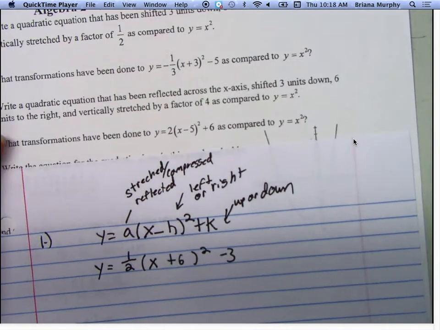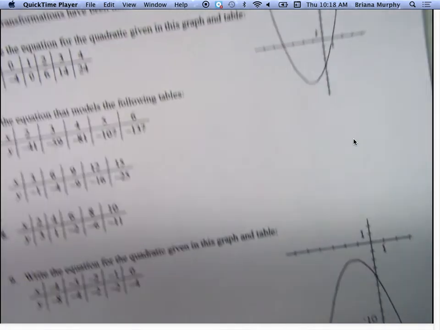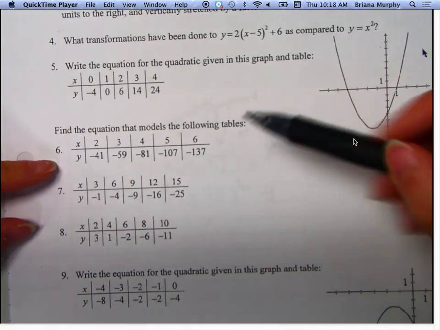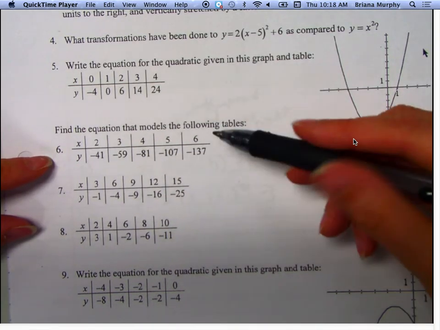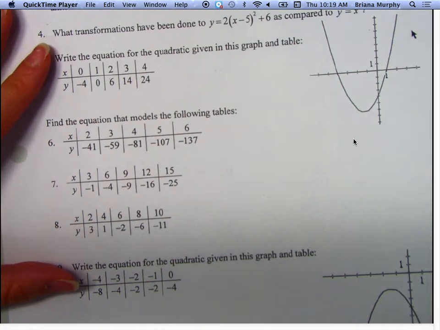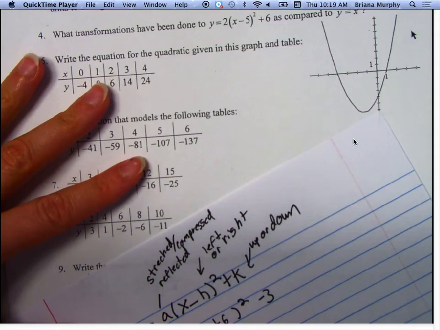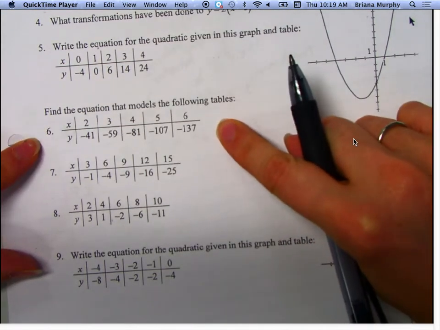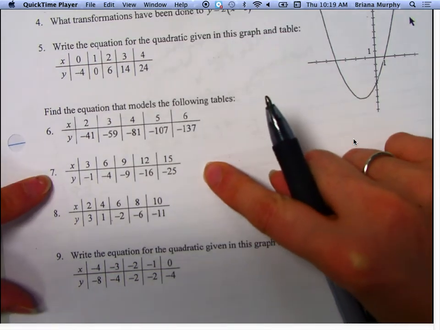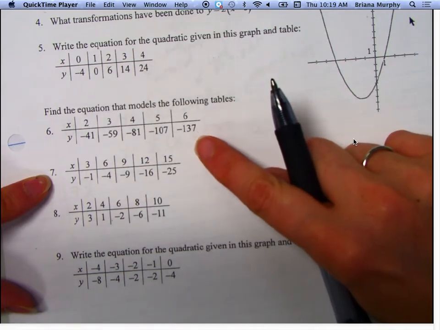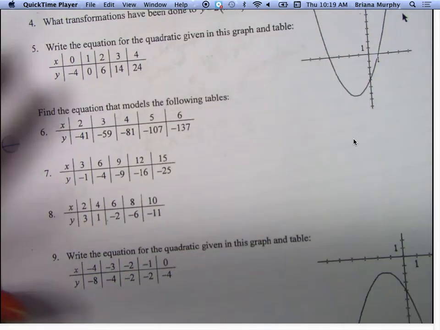Let's do number 6 then. All right. I'm looking at table for 6. Find the equation that models the following table. All right. Oh, I don't want to do 6. I want to do 7. I lied. Why don't I want to do 6? The x values don't increase by 1. Does 7? No. So that means we can't use half the second difference to find A. So we're going to go to 7.